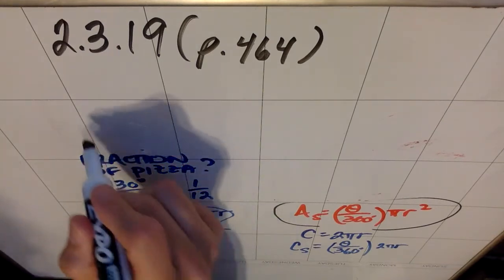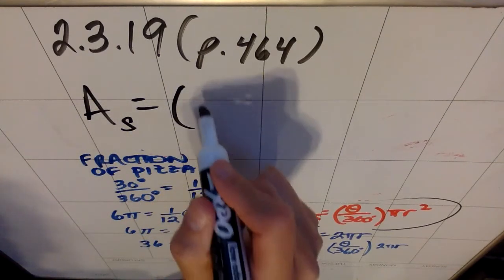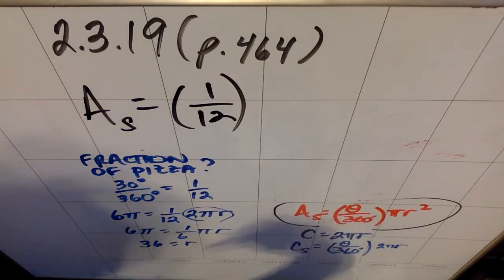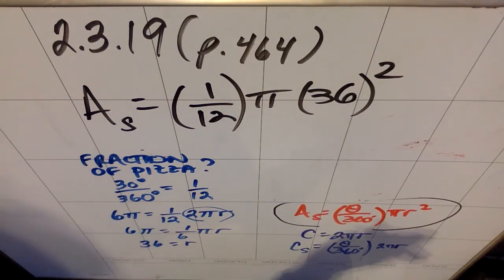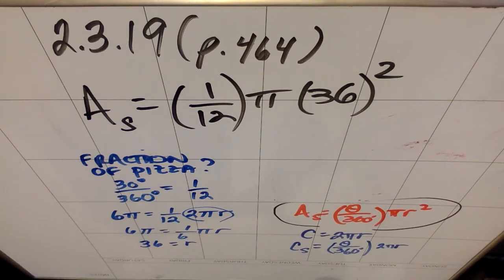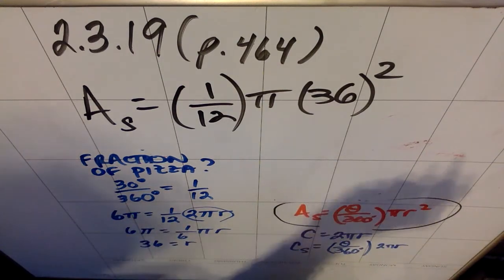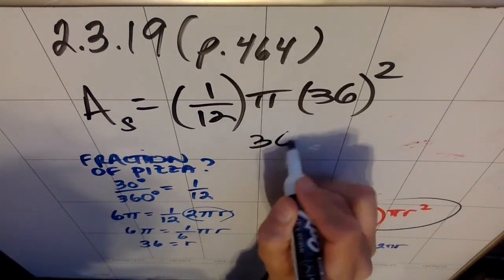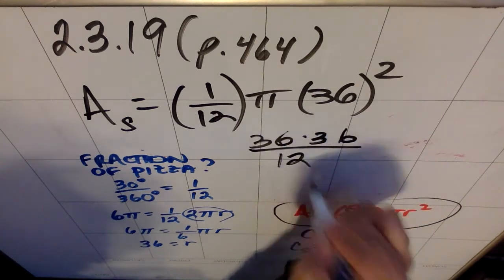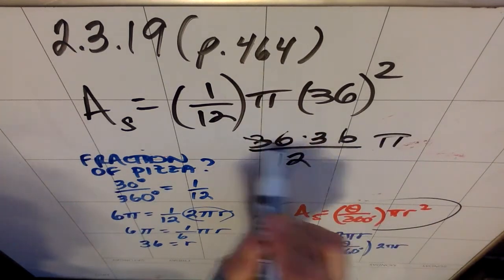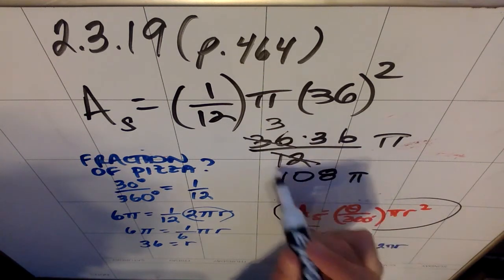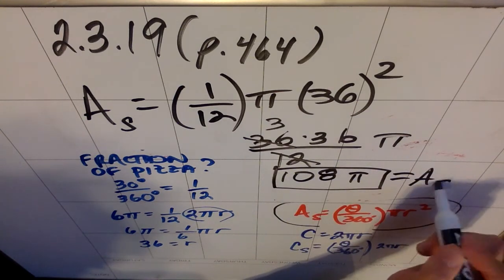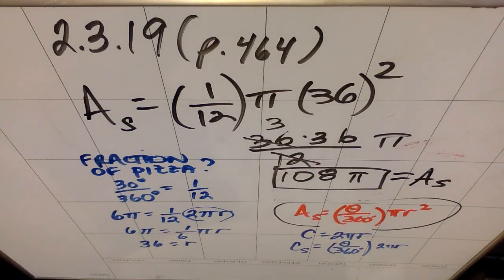Well, now that I know what r is, the area of this sector that I'm looking at is that 1/12, because of the 30 over 360, times pi times 36 squared. You can do 36 squared, and there's certainly nothing wrong with that. It's a calculator acceptable problem, but I'm going to argue it's easier to recognize that you have a 36 times a 36 all over a 12. I'm going to cancel the 12 with one of the 36s and get a 3. So I end up getting 108 pi as the chunk of the circle I'm looking at. So the area of that sector, which I called A sub s, is 108 pi, which is answer A.